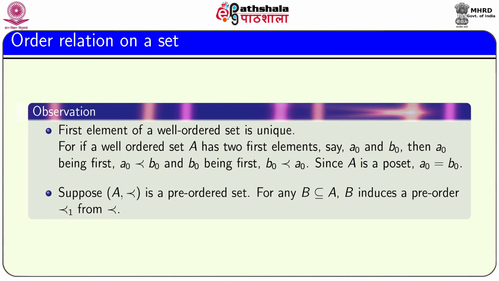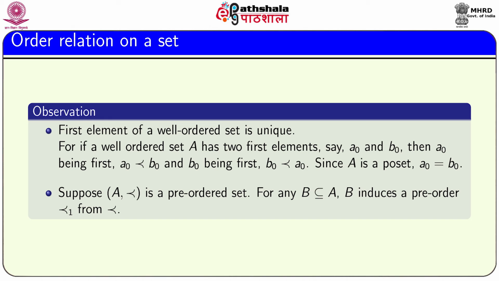We observe that the first element of a well ordered set must be unique. Suppose a well ordered set A has two first elements, say a0 and b0. Then a0 being the first element, a0 ≲ b0, and b0 being a first element, b0 ≲ a0. Now, since A is a poset, by antisymmetry we have a0 is equal to b0.